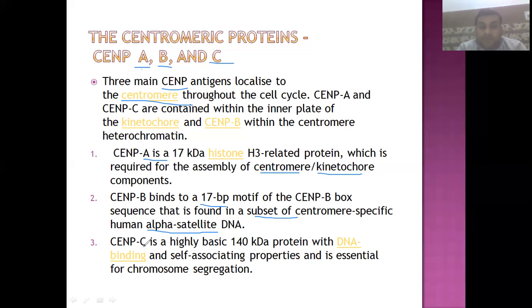Then CENP-C is a highly basic, 140 kilodalton protein with DNA binding and self-associating properties, and is essential for chromosome segregation. That is, this protein is involved in chromosome segregation. It has the largest function of all, that is the segregation of chromatids during cell division.